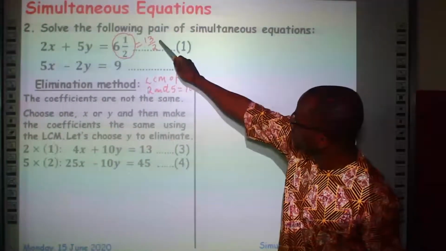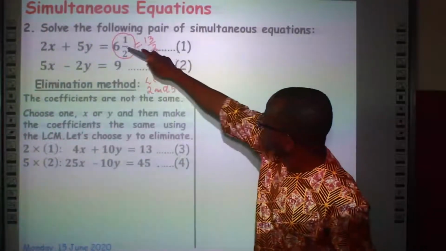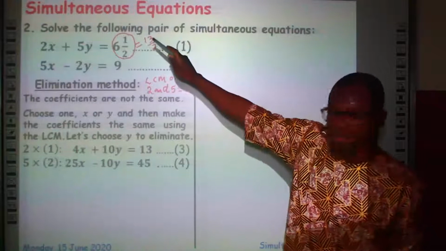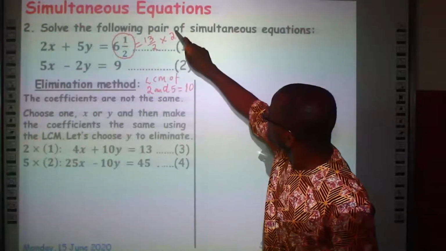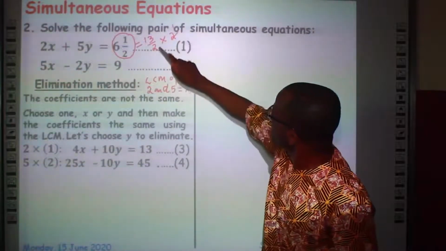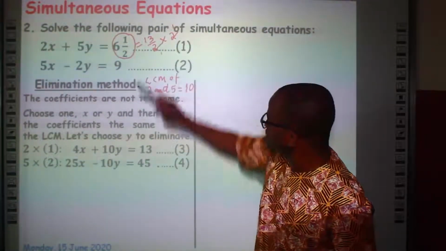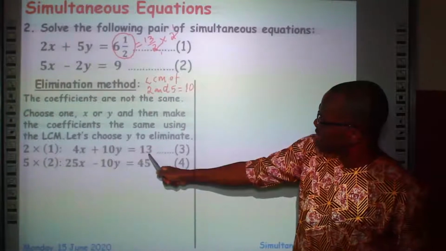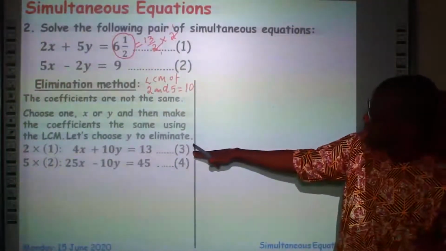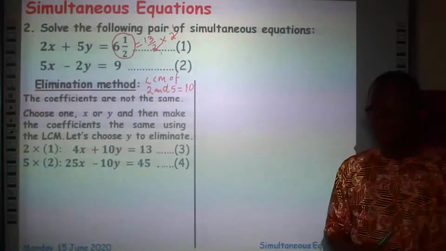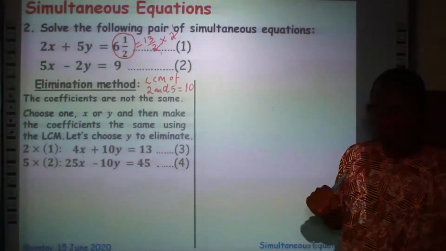2 times 5y gives you 10y. And then 2 times 13 over 2. Now remember, the 6.5 has been converted to 13 over 2. When you multiply that by 2, that 2 will simply cancel the denominator, and you're left with just 13. And that's the 13 over there. Alright, so we'll call that equation 3, just to avoid any confusion.